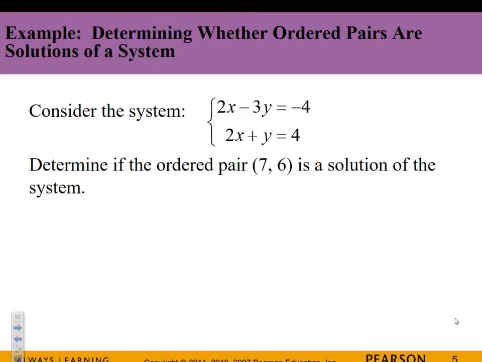Yeah, because 2 times 7 is 14. It's not equal to 4. So it's not. Is this a solution? No. But it worked for the top one. Top one, yes. Bottom one, no. So it's not a solution. All right, cool. Let's move on.